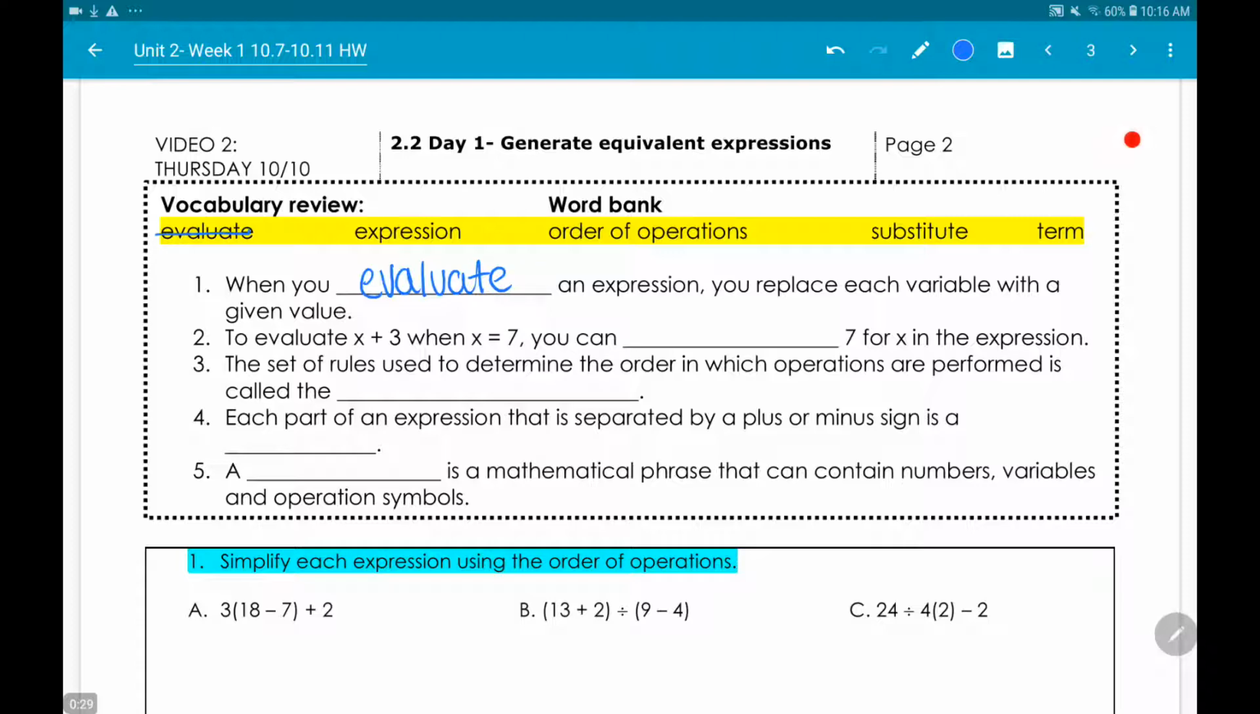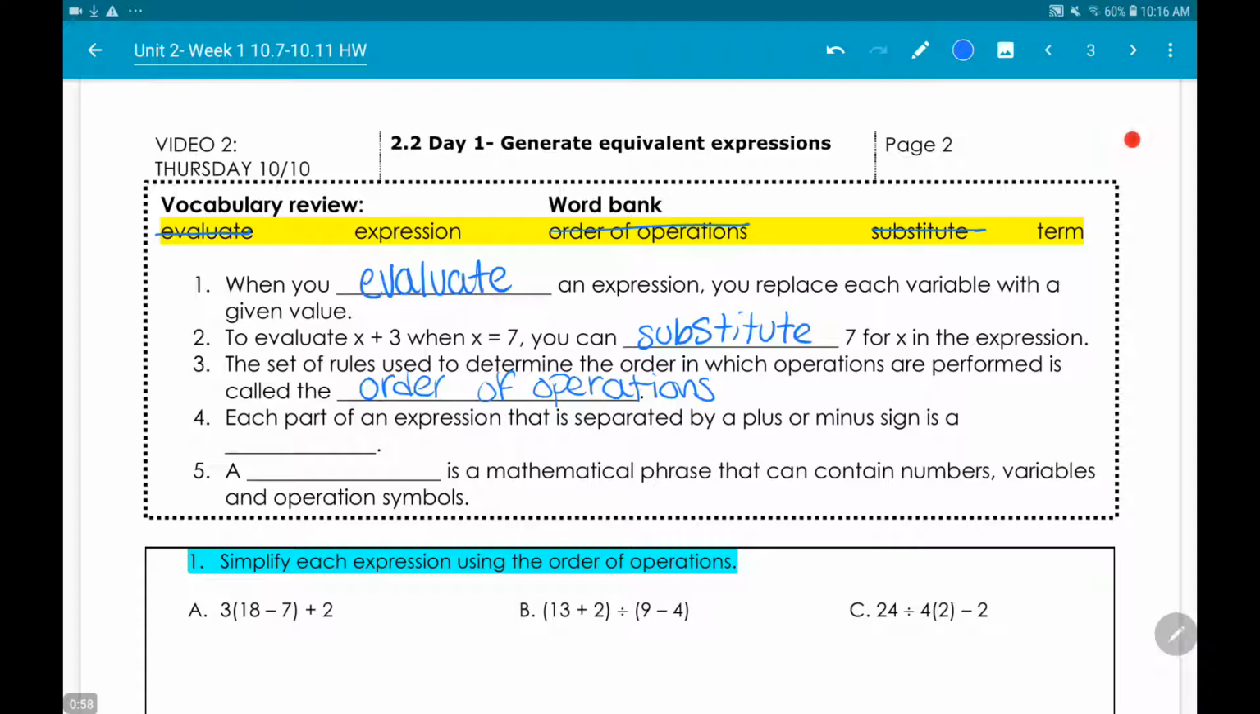To evaluate x plus 3 when x equals 7, you can blank 7 for x in the expression. This is substitution. The set of rules used to determine the order in which operations are performed is called order of operations.